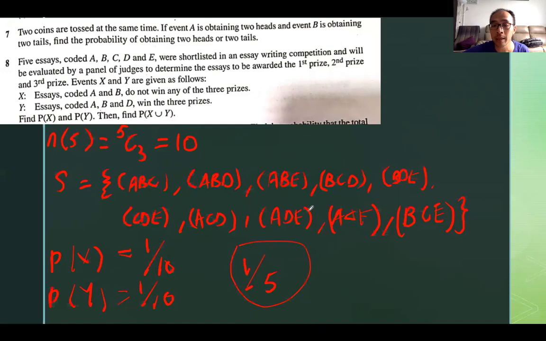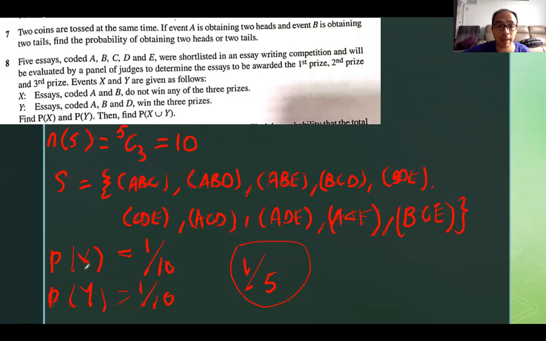So there is only one situation where A, B, and D win. A, B, and E cannot. B, C, and D cannot. So there's only one situation where A, B, and D win the 3 prizes. Because of that, one situation out of 10 possible situations is 1 over 10.